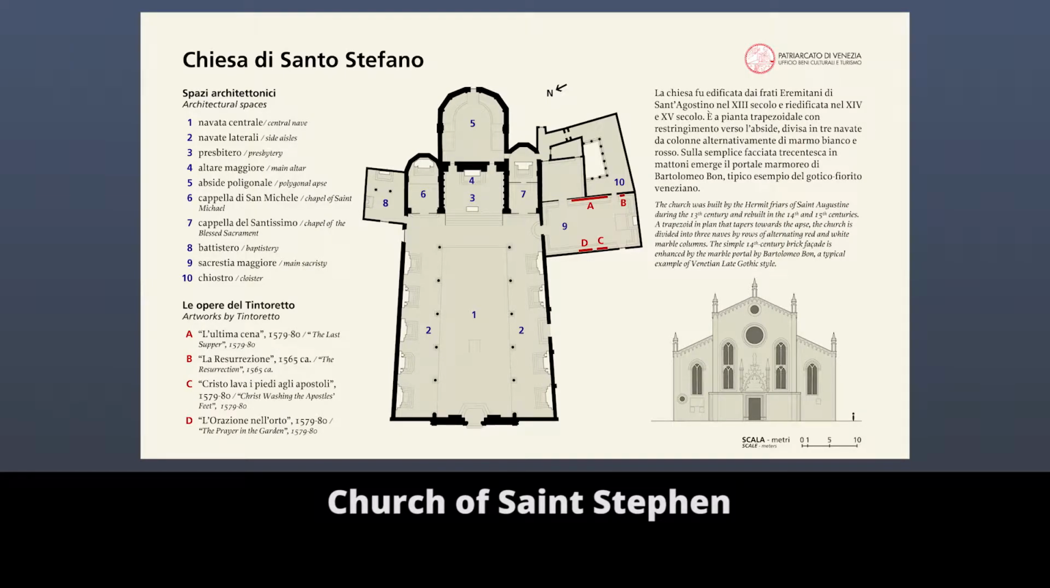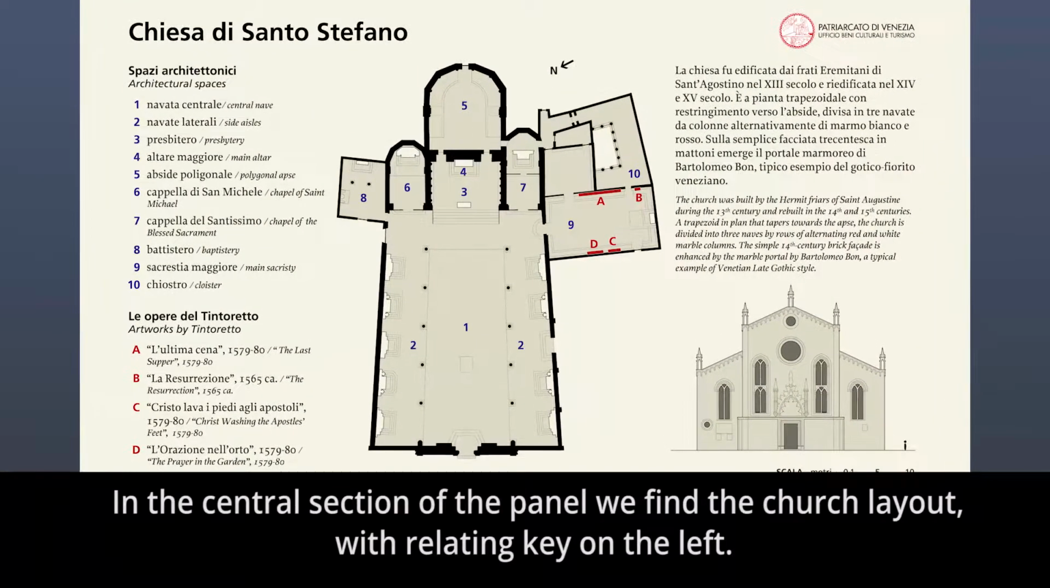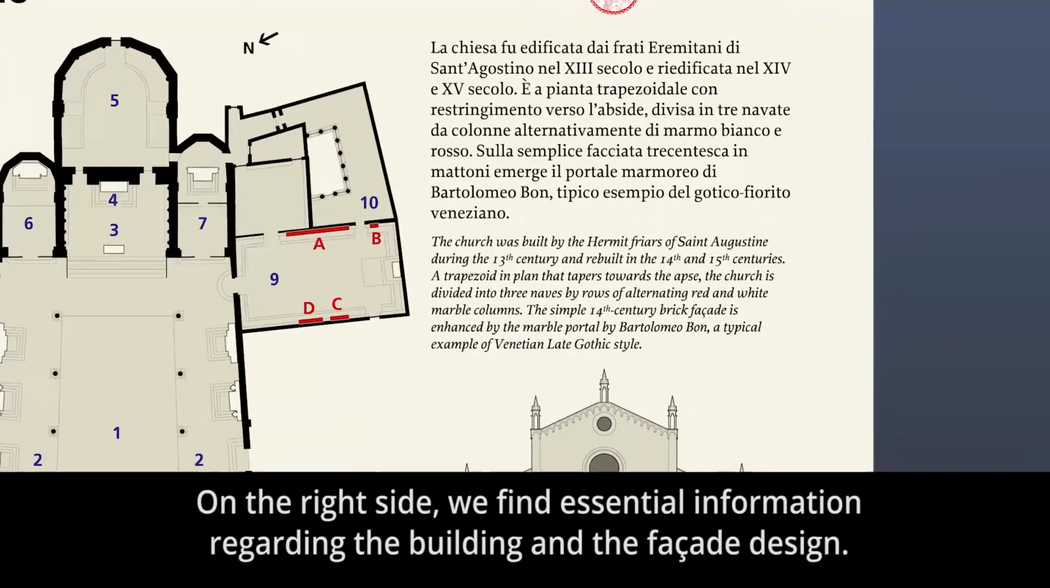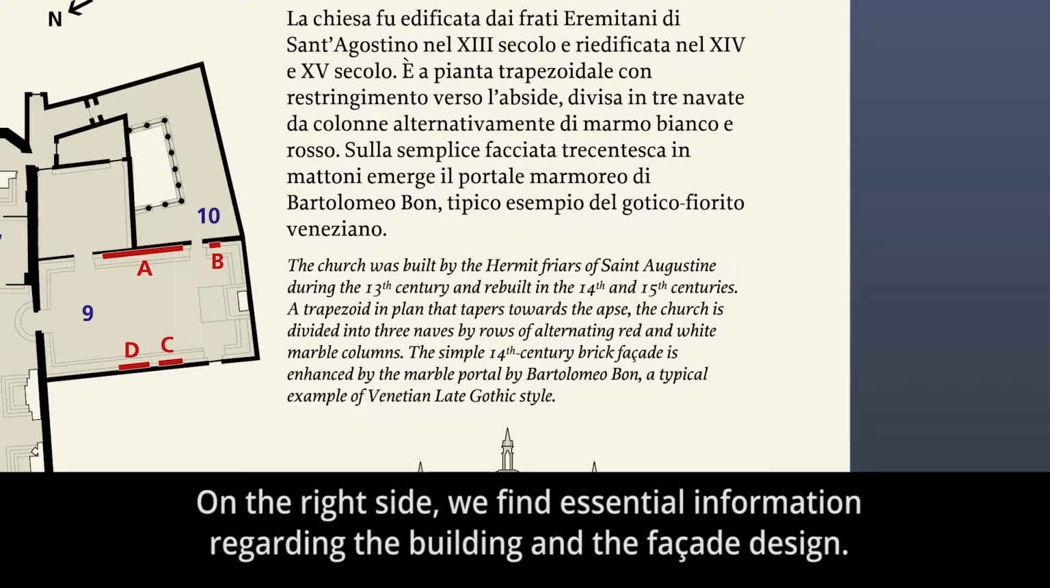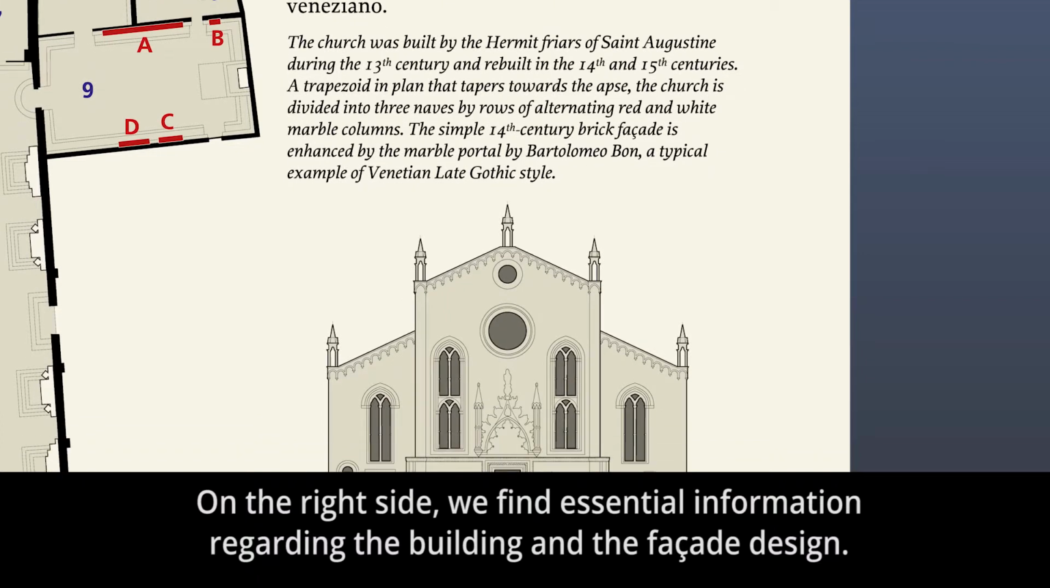Church of St. Stephen. In the central section of the panel, we find the church layout with the relating key on the left. On the right side, we find essential information regarding the building and the facade design.